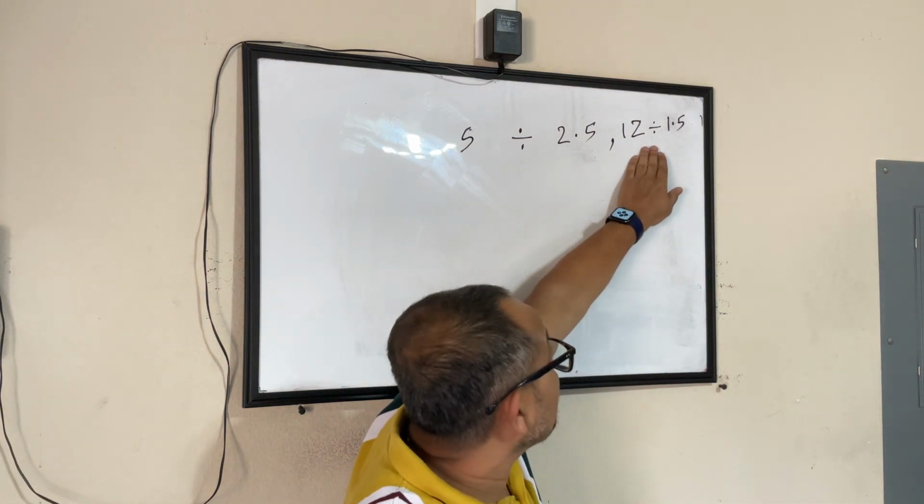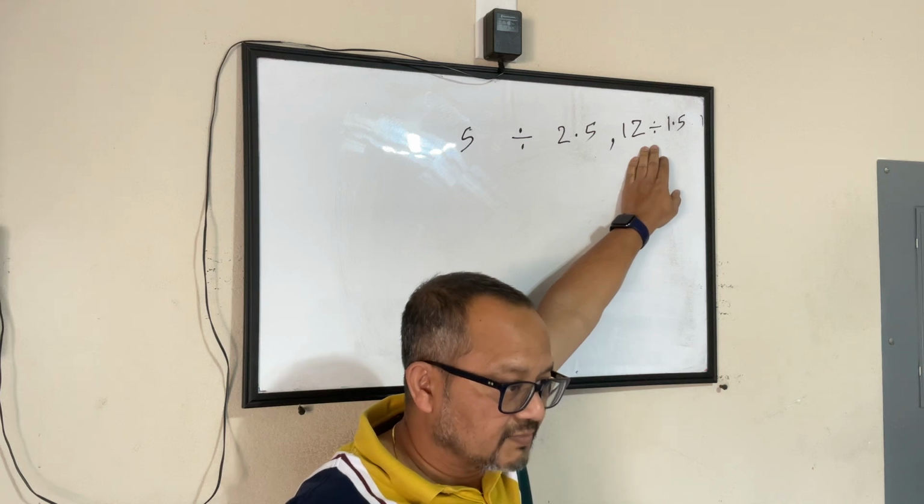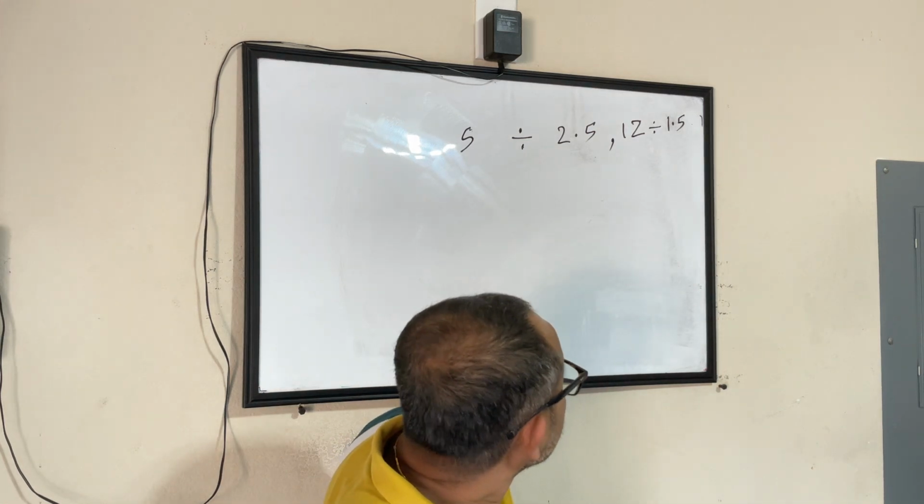So, I'm trying to divide 5 by 2.5. Everybody knows the answer is 2. We'll find out how. Now, the second question is how to divide 12 by 1.5. Okay? Now, look at this.